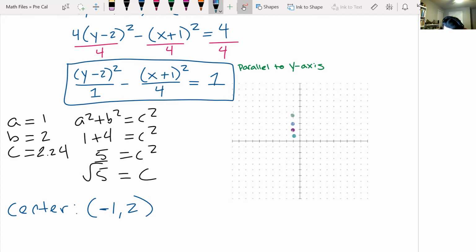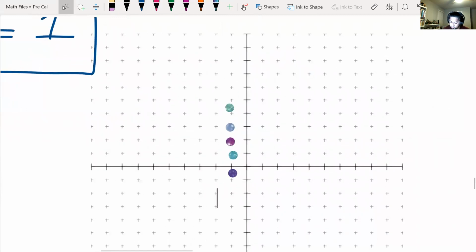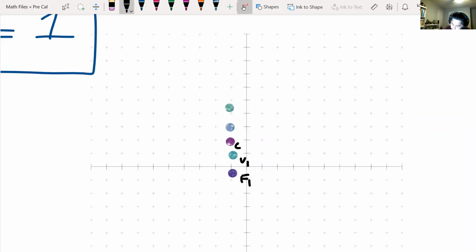1, 2. So that's going to be right there. All right, B is 2. Just remember that. So it's going to be left or right 2? Yeah. Since I zoomed away, just remind me if I forget. There's the center. There's vertex 1, focus 1, vertex 2, focus 2. And then I go right 2, left 2. And there's my minor points.